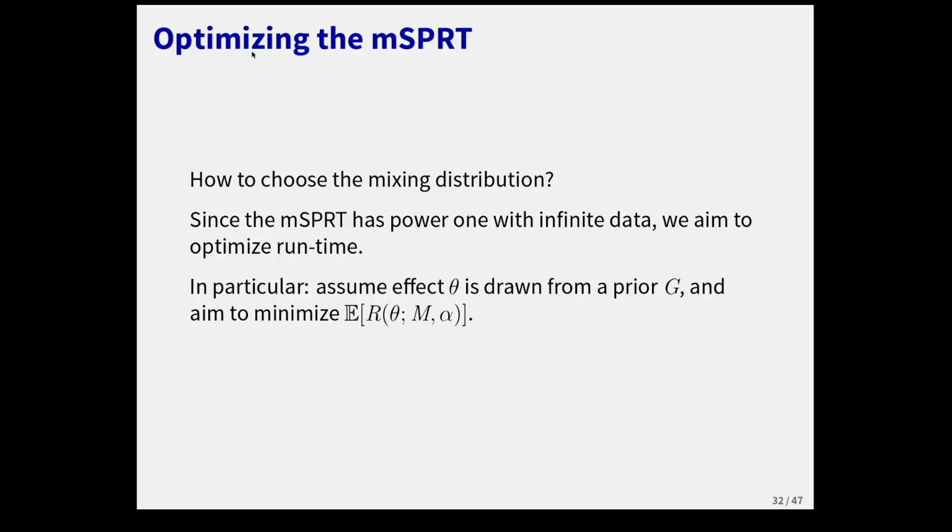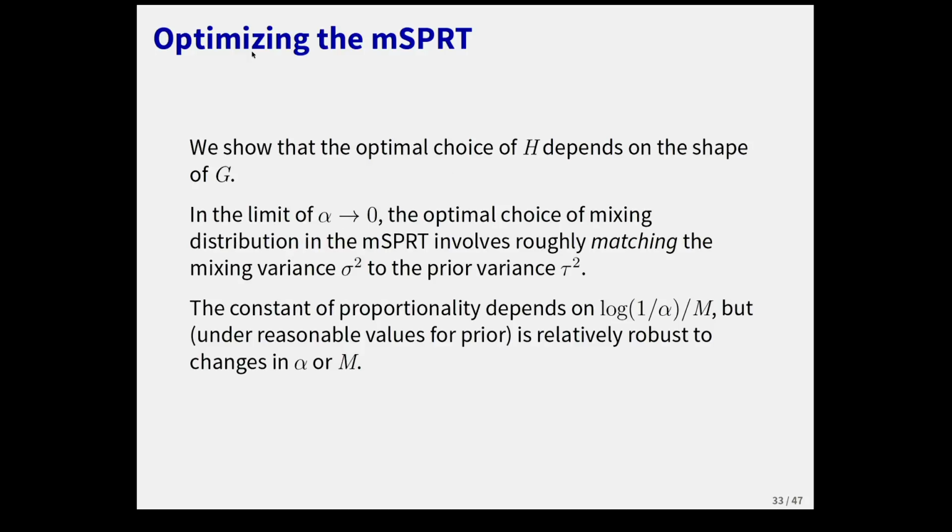And now we're taking the expectation over that against a prior where theta comes from G. Now the question is, how should we choose the mixing distribution to optimize this run length among the class of mSPRTs? So this is kind of like second order optimality, I would say. What we show, not surprisingly, is that the optimal choice of H depends on G. In particular, the precise result is that we look at the limit where alpha goes to 0, the same limit that I had earlier, alpha going to 0, m going to infinity. And we show that the optimal choice of mixing distribution in the mSPRT involves roughly matching the mixing variance, which was sigma squared, to the prior variance, which was tau squared.